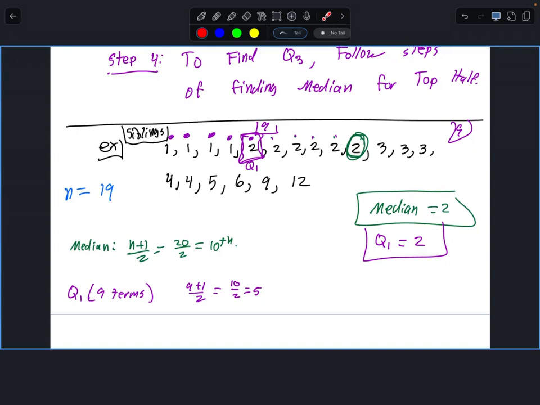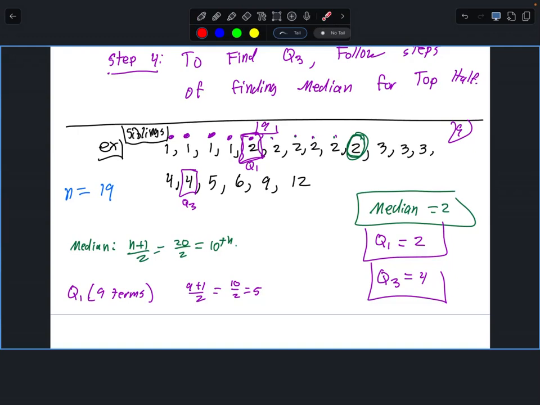So how many terms? Same thing, we already know. Which term will it be? The 5th term as well. So the 5th term from the bottom is Q1, and the 5th term from the top is Q3. It's best if we just count backwards. So here's 1, 2, 3, 4, and here's the 5th term right here. So this is the 5th term going from the top, and therefore that is Q3. So Q3 is 4 as well.